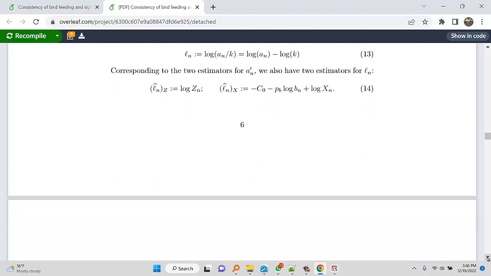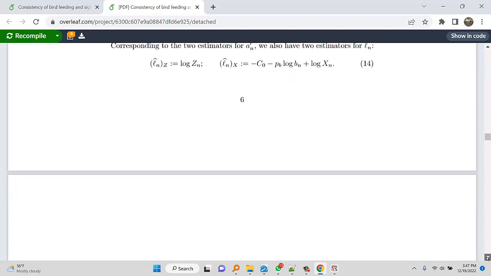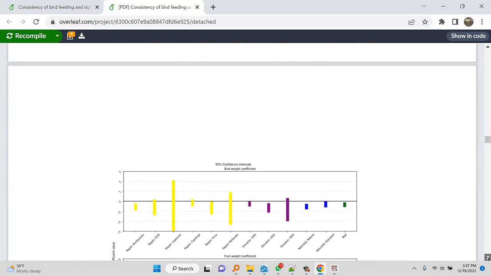In order to test this, we want to test it on some simulated data. We cannot test with actual data because we do not know the true values of the log of the abundance. But we can simulate and generate simulated values of log abundance. And we can generate the Zn, the Xn, and the C0 and the PB. And we can see how to combine these two estimators to get a better estimate of the actual log abundance. All right, so in the following, I'll work with a log abundance.